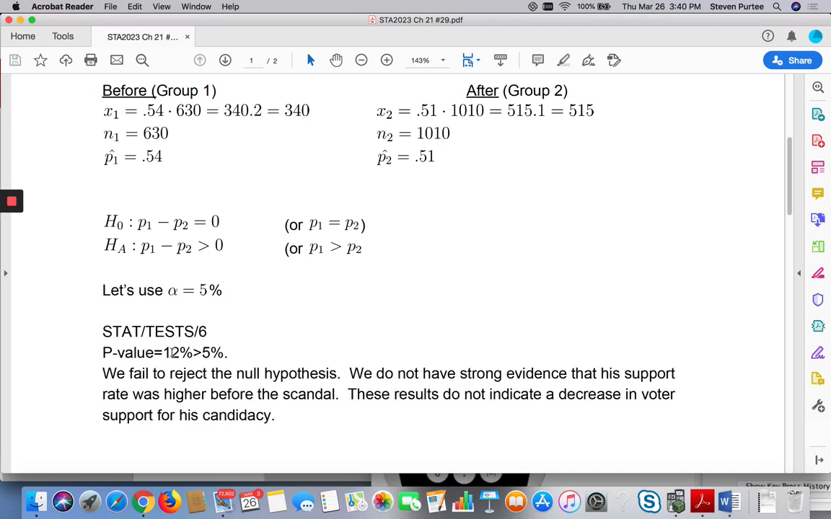Now we compare that with alpha. Alpha was 5, our p-value is 12. 12 is bigger than 5. Anytime we're greater than alpha, we fail to reject the null. We draw no conclusions. We do not have strong evidence of the Ha. We do not have strong evidence that his support before was greater than his support after. So that does not indicate a decrease in his support.